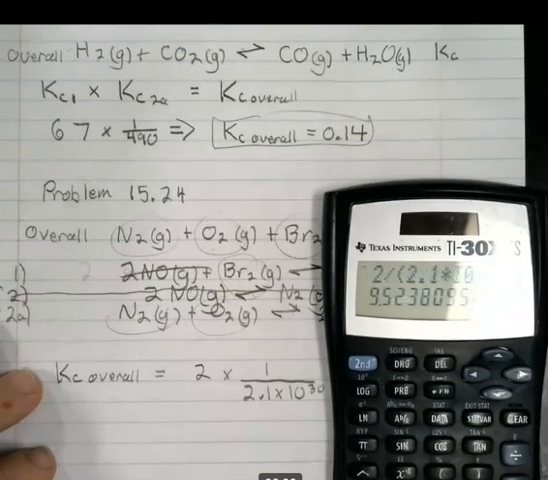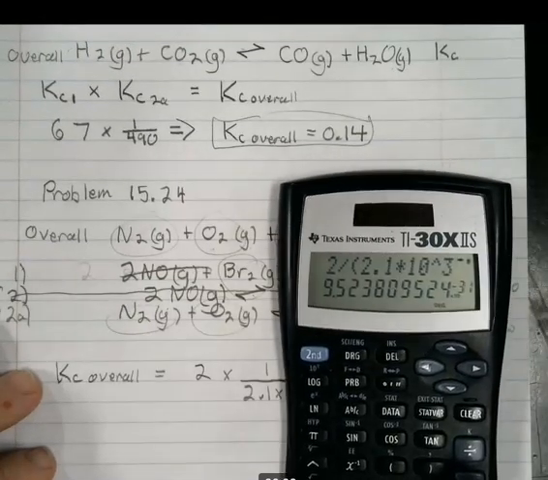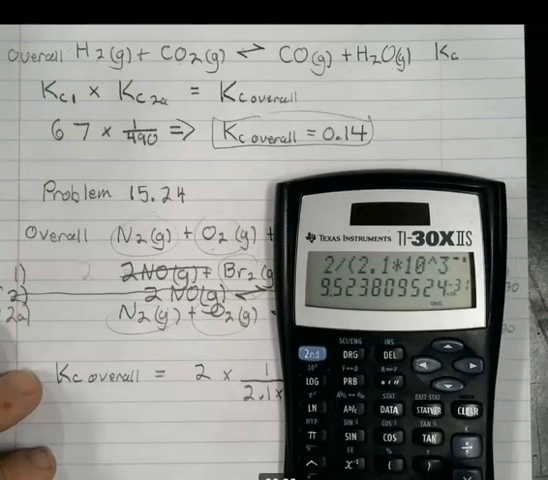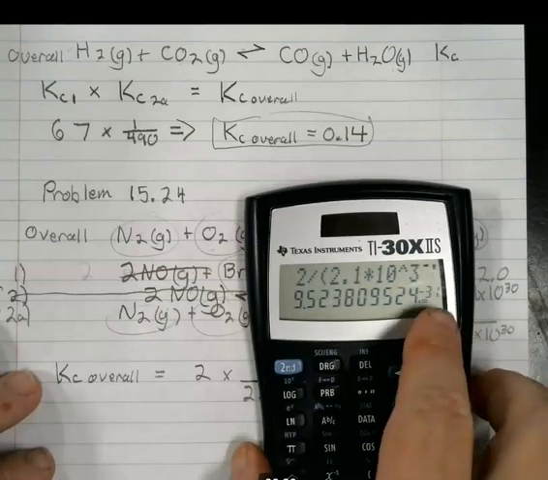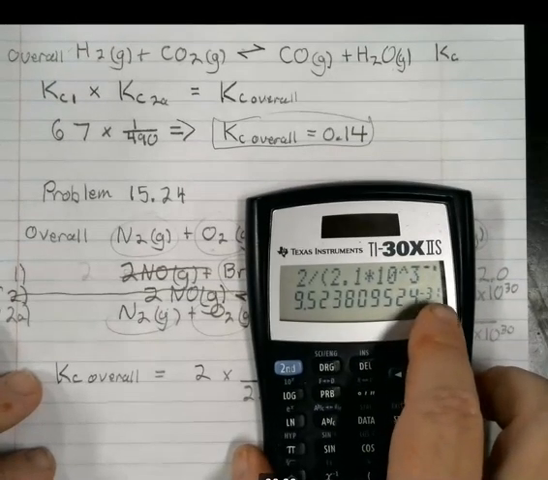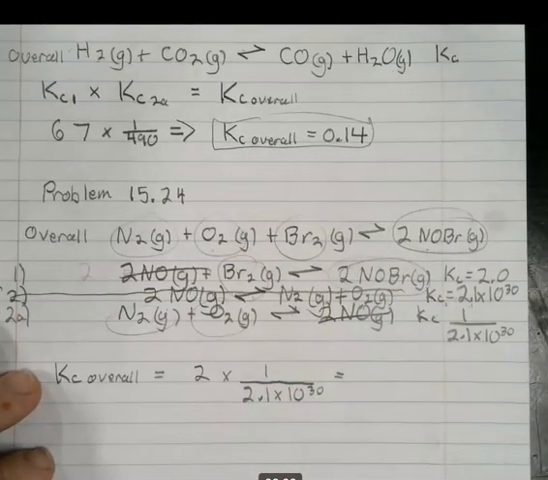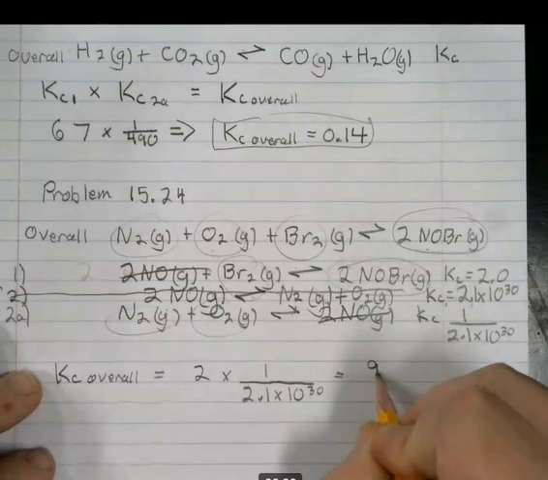and then I'm going to close the parenthesis and hit equal, and it gives me 9.5, that's as far as we need to go, times 10 to the minus 31. So the way the calculator shows, it doesn't show the times 10, it just shows the exponent there. So it's 9.5 times 10 to the negative 31st power, and that's the answer.